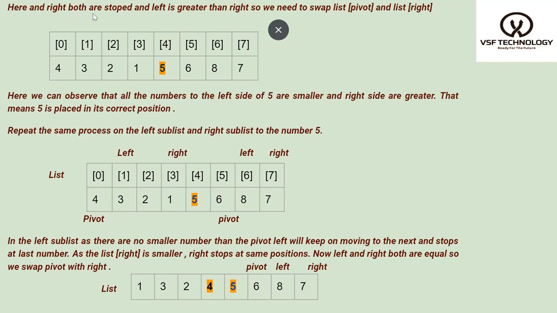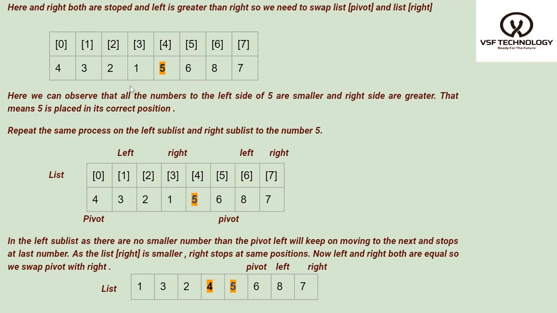Here left and right both are stopped and left is greater than right, so we need to swap list[pivot] and list[right]. So the pivot element will be swapped to index 4. Here we can observe that all the numbers to the left side of 5 are smaller and the right side are greater.